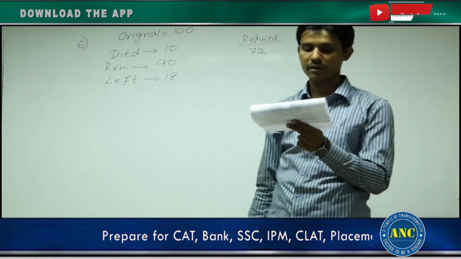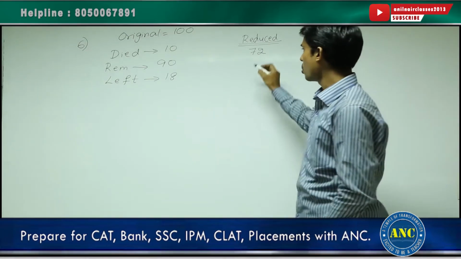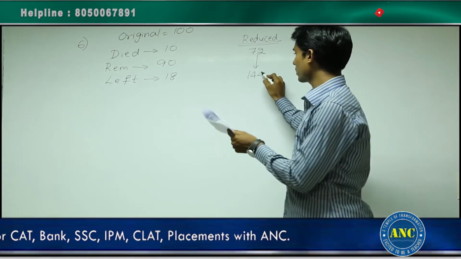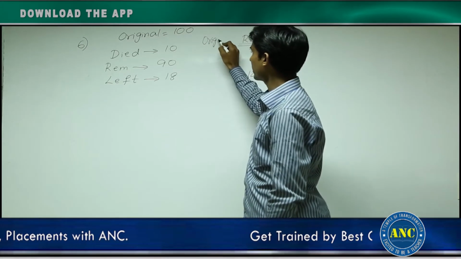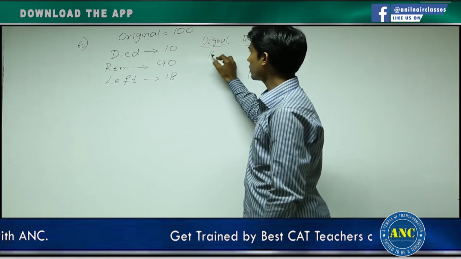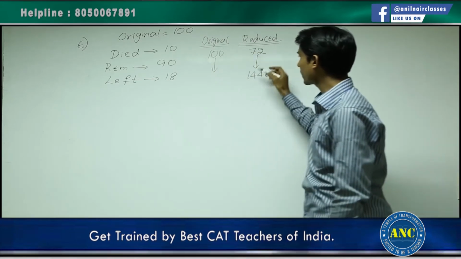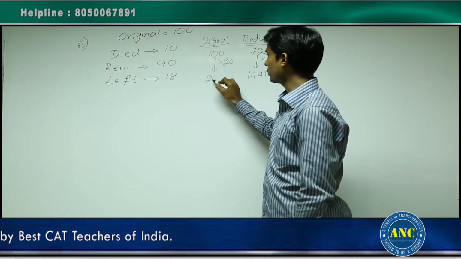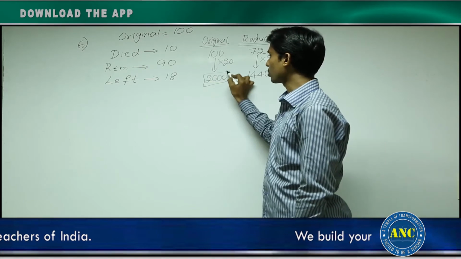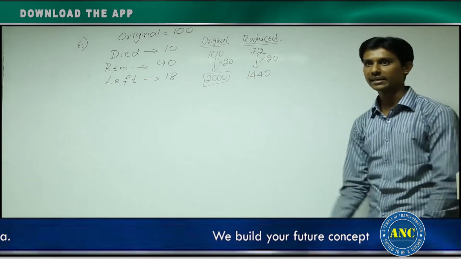But according to the question, the population is then reduced to 1440. What is asked in the question? Find the original inhabitants. According to me, original inhabitants is 100. According to the question, how much they are asking? 72 is becoming 1440. Multiply by 20. 100 also multiply by 20. Original inhabitants is 2000. Getting the idea?